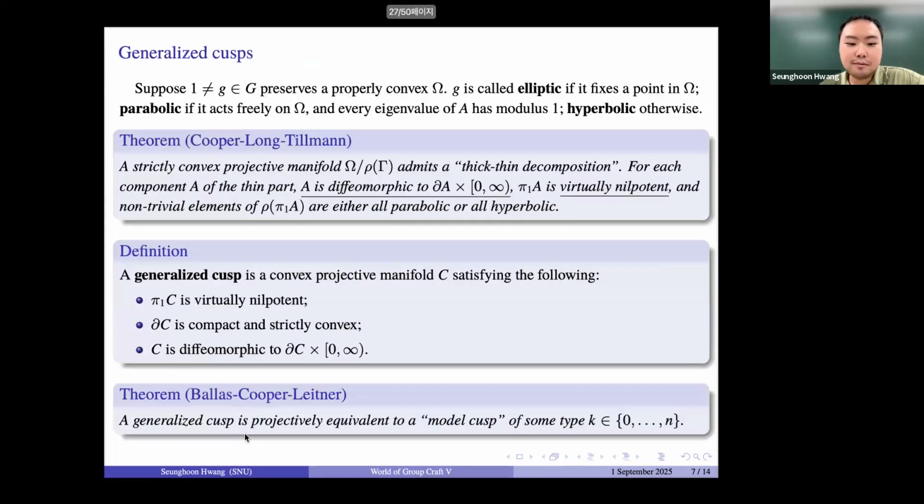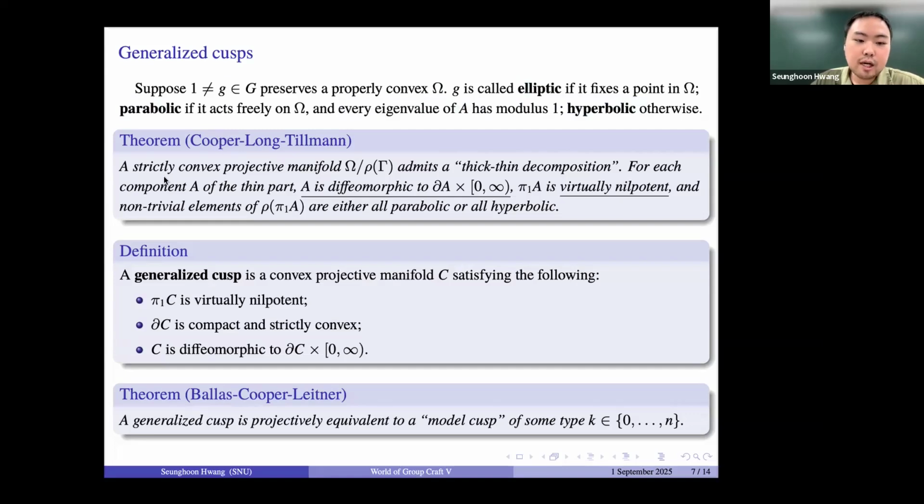I think I should be a little bit faster. So just like we do in hyperbolic geometry, an element small g of G that preserves a properly convex domain omega can be classified into three classes. It is elliptic if it fixes some point in omega. It is parabolic if it acts freely on omega, and every eigenvalue of A has modulus 1, and hyperbolic otherwise.